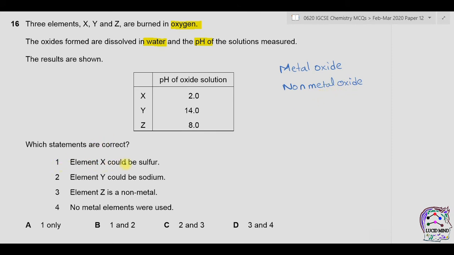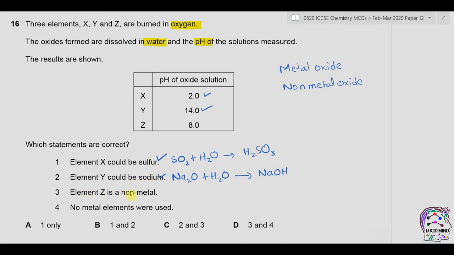1. Element X could be sulfur. Sulfur oxide is SO2 and it is acidic in nature, so therefore it dissolves in water to form sulfurous acid, and the pH of sulfurous acid is low, so therefore it could be 2, so 1 is correct. 2. Element Y could be sodium. Now the oxide of sodium is Na2O. It will react with water to form sodium hydroxide and it is a strong alkali, so therefore the pH should be higher, so this is also correct.